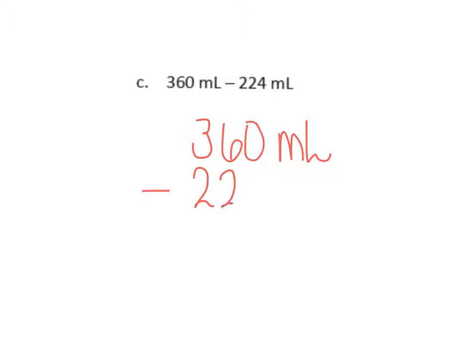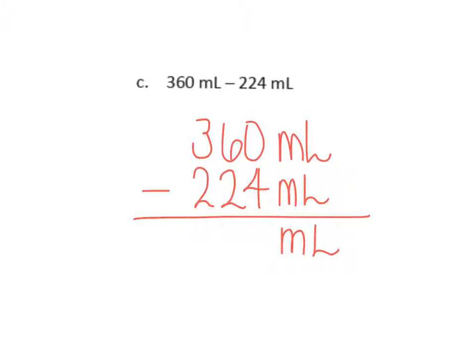Let's take a look at letter C. We have 360 milliliters minus 224 milliliters. So my first step is to stack them up. So the hundreds are in line with the hundreds, the tens are in line with the tens, and the ones are in line with the ones. Go ahead and write your label down as part of your answer first so you don't forget it. Now go ahead and solve. Pause the video while you work and replay when you are ready.